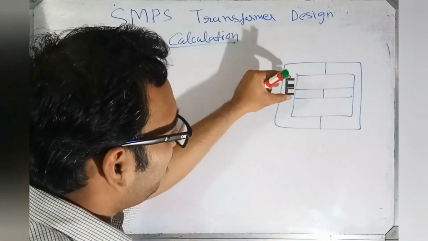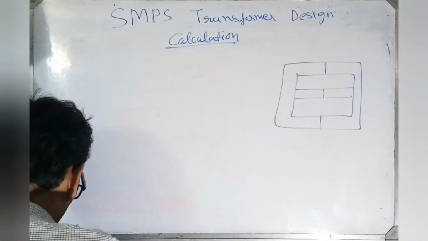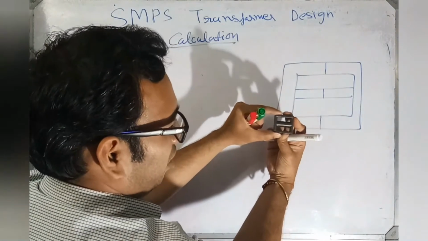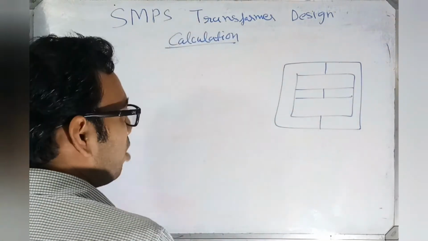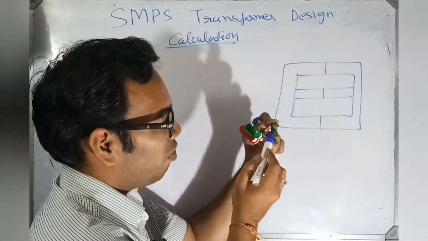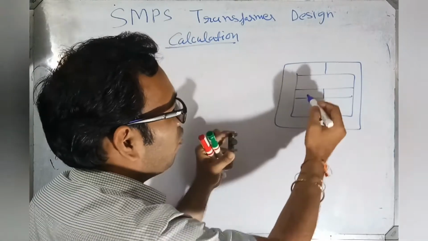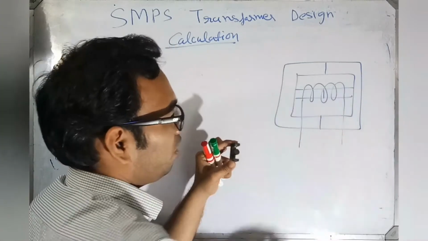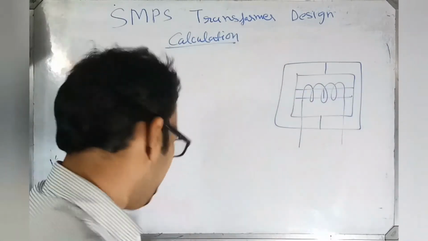If you see, this is the E type of transformer. If you put 2 E's together, it becomes a full portion like this. In the transformer we have to find out the cross sectional area, from where we have to wind. I am doing the winding on these limbs, so this limb's cross section area we have to find out.